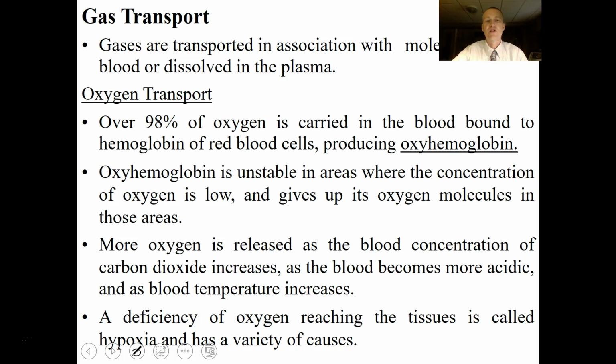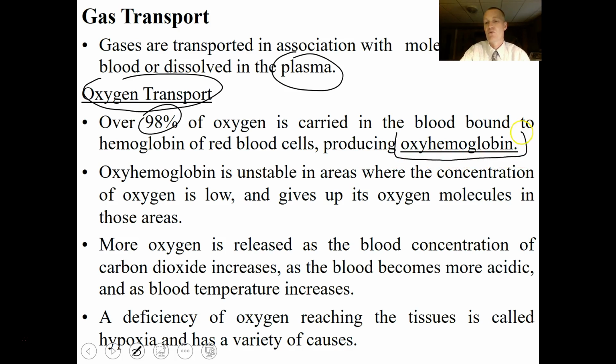Now, gases are transported in association with molecules in the blood, or they're dissolved in plasma, one or the other. So oxygen transport: most oxygen, 98% of oxygen, is carried by a protein inside of red blood cells called hemoglobin. And when oxygen combines with the hemoglobin, it forms what we call oxyhemoglobin. Oxyhemoglobin is how most of the oxygen is carried in our body.